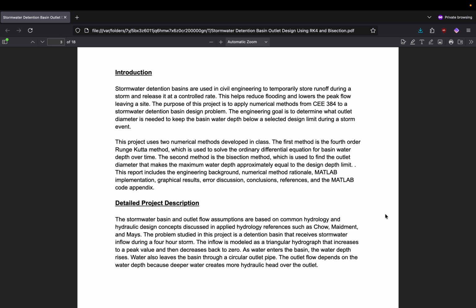The engineering problem we studied was a stormwater detention basin that receives runoff during a 4-hour storm. Detention basins are important in civil engineering because they temporarily store stormwater and release it at a controlled rate. This helps reduce flooding and lowers the peak flow leaving the site. In this project, the goal is to determine the outlet pipe diameter needed to keep the maximum basin water depth at or below 2 meters.